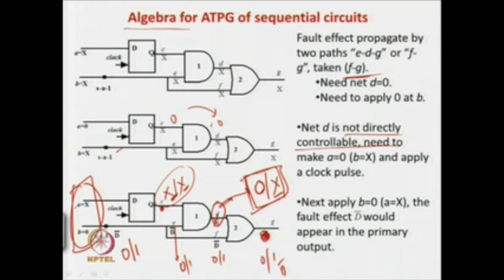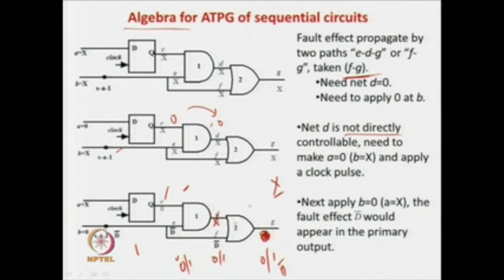But if you are directly following D algebra, we do not have any concept of that. In Roth's 5 valued algebra, there is only one concept, that is x. So x means it is xx, and it is also xx, something like this. You cannot write 0/x or x/0.